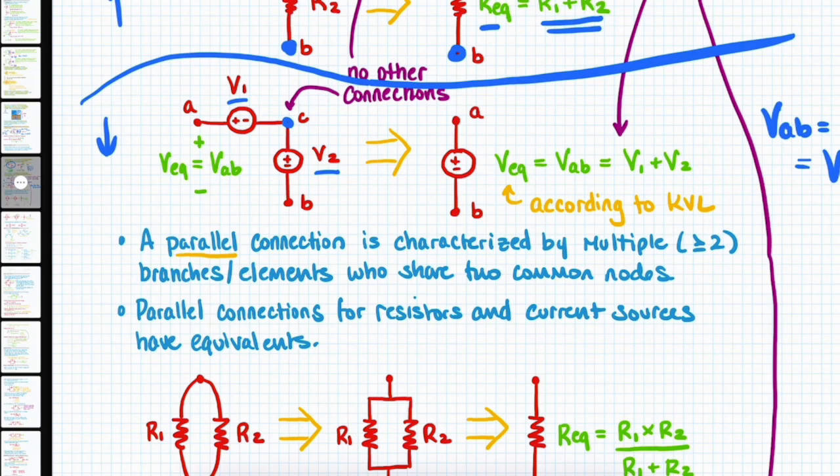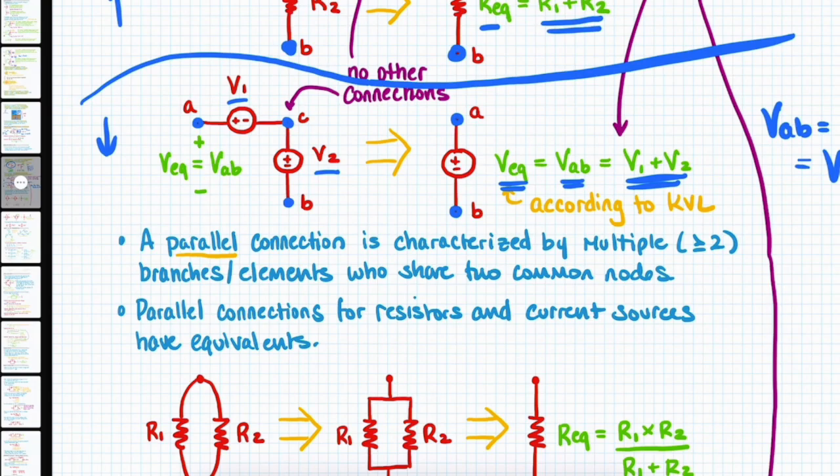We're going to take the 2 endpoints, which are VA and VB. Okay, we move them over here. And now the equivalent voltage between those 2 points is V1 plus V2. Now, this is according to KVL. So we have to be careful here that our polarities are the same, right?